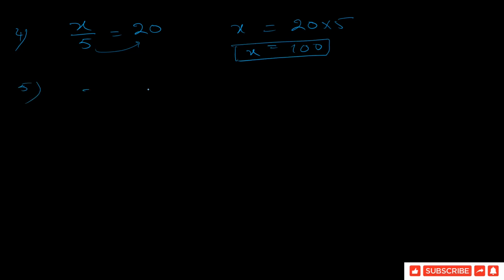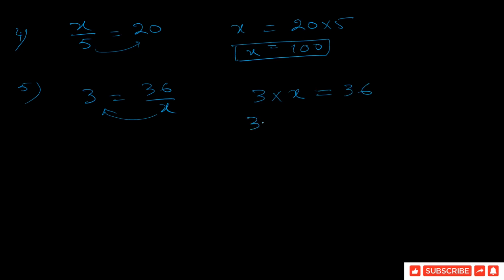3 equals 36 upon x. Let's try this question. Now what to do? You can see that we should use the same method. x is dividing on the right hand side, it moves to the left hand side, then what will happen? It will multiply with 3. This becomes equal to 36.